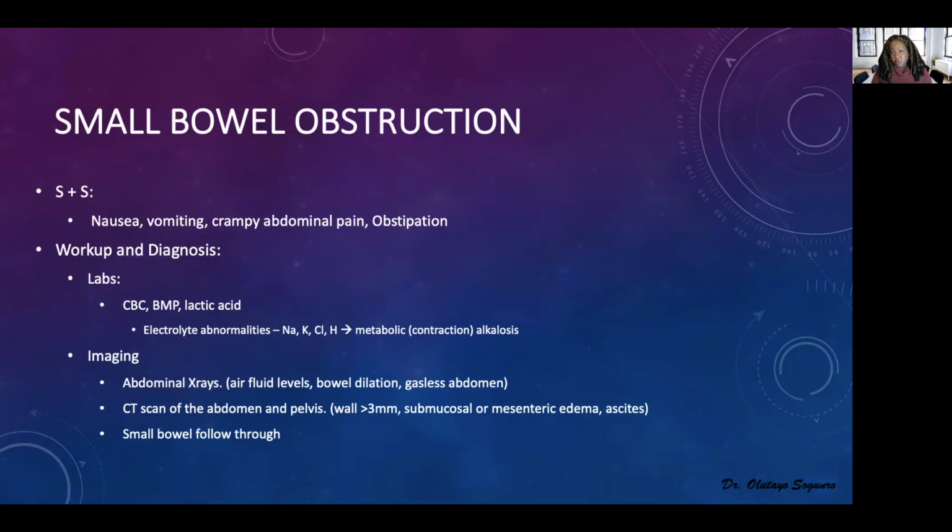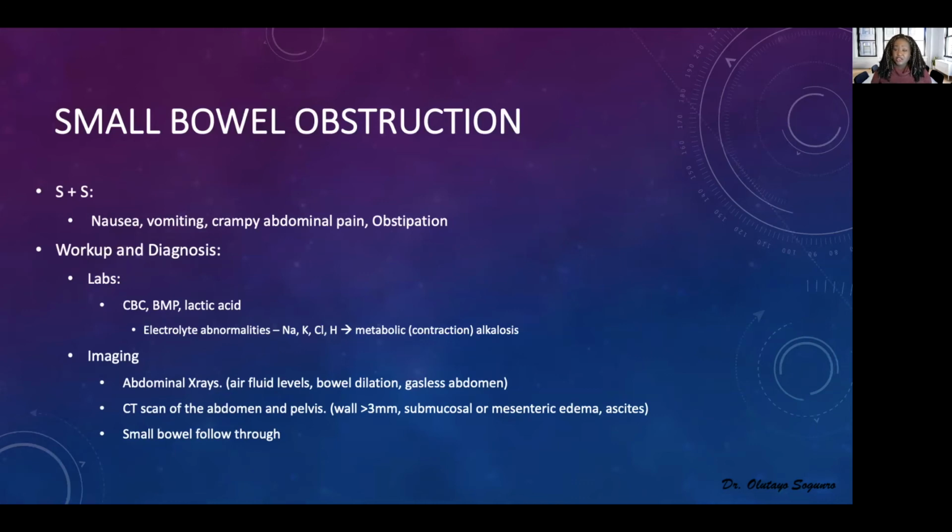An additional imaging modality is a small bowel follow through. It is performed by the ingestion of oral contrast, either orally or via nasogastric tube, and an evaluation with serial x-rays. It can be both diagnostic and therapeutic. It looks for the progression of the contrast through the GI tract.